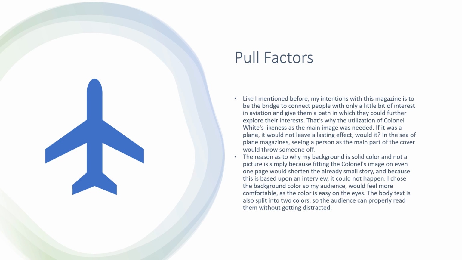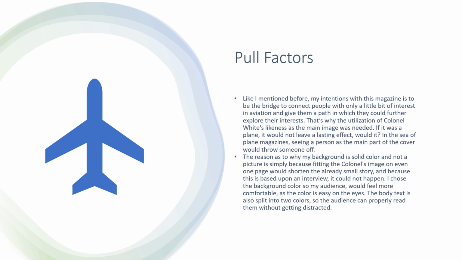Now, within aviation magazines, double page spreads would usually incorporate one main image across the two pages, which would provide a background for the text. But for mine, I included a solid color and even tweaked the color a little bit during my design process.